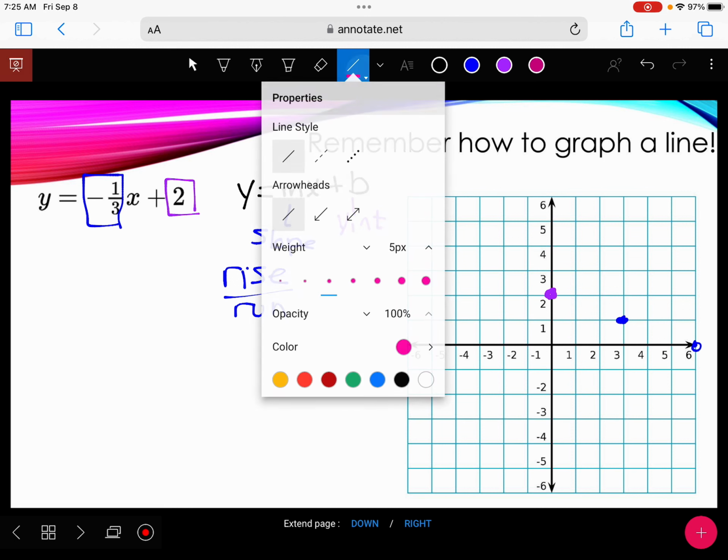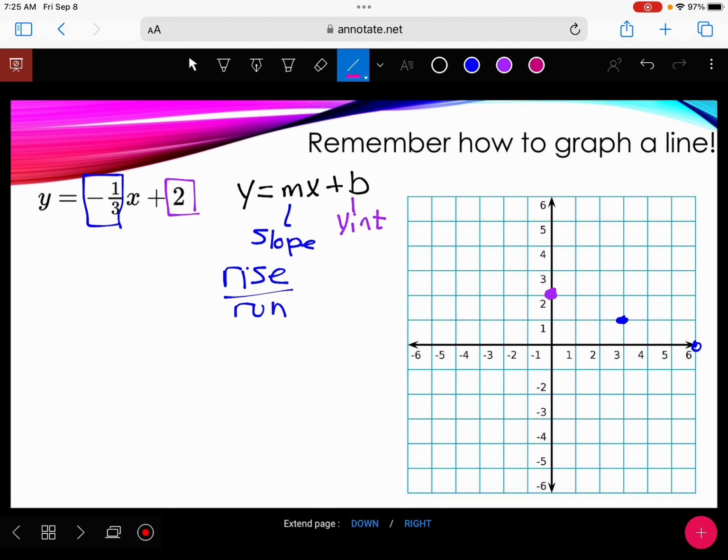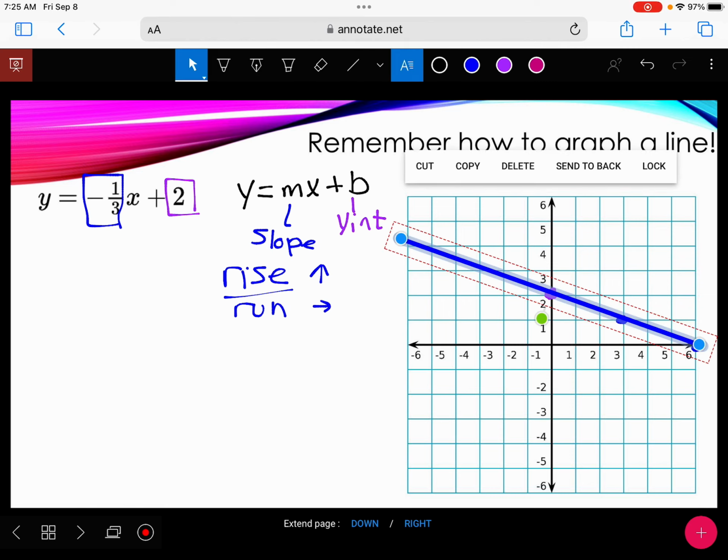Is the negative sign just for the top? You pick one. It doesn't matter, as long as you do one of them the other direction. You can either go down and to the right, or you can go up and to the left. It's got to wind up with a downhill slope. So we get a line that looks like that.